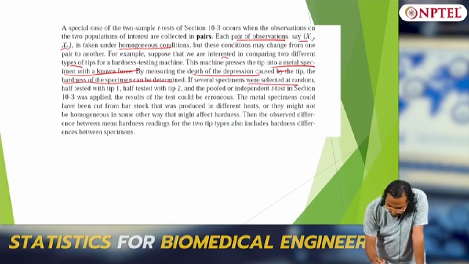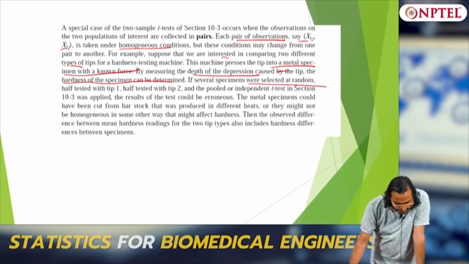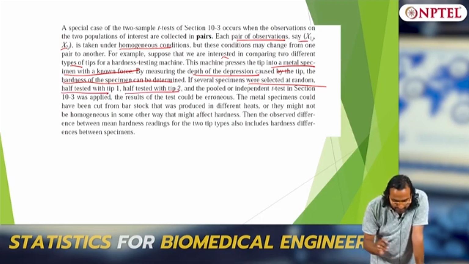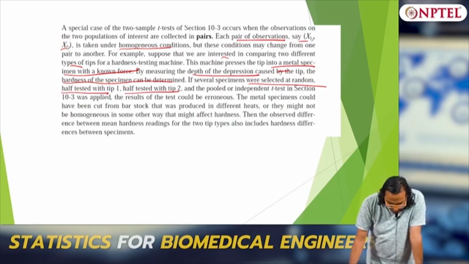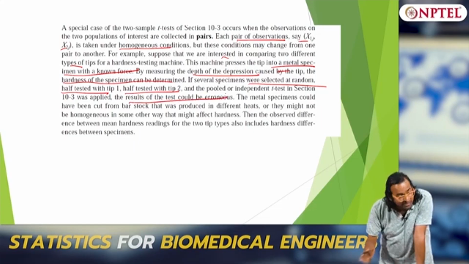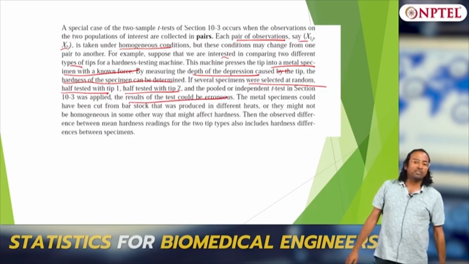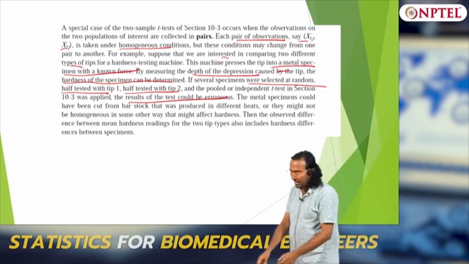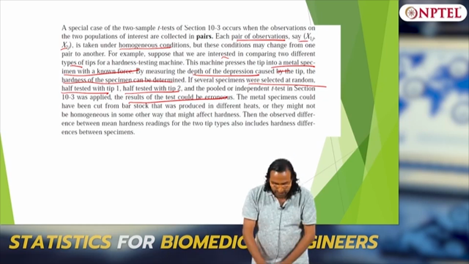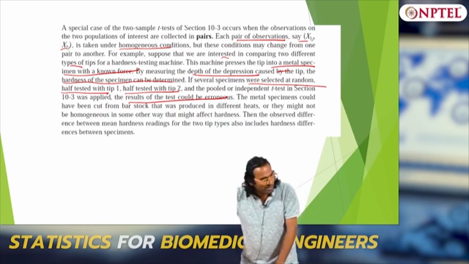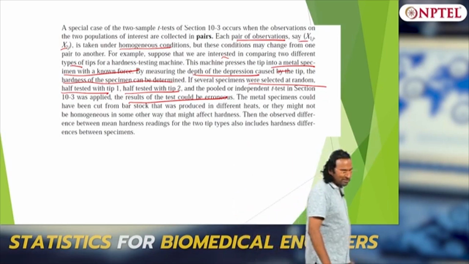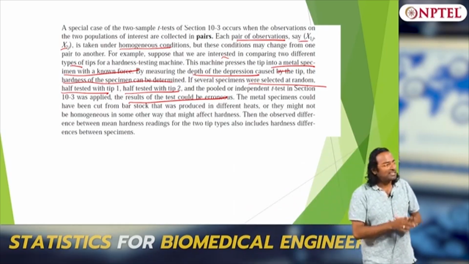If several specimens were selected at random, half tested with tip 1 and half tested with tip 2, and a pooled or independent sample test was applied, the results of the test could be erroneous. So what am I saying? Let us say I have 100 metal pieces and I am testing their hardness, 50 with one tip and 50 with the other, and I start doing hypothesis testing on the hardness. You will get a wrong answer. Why?